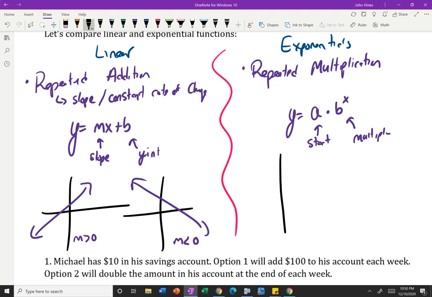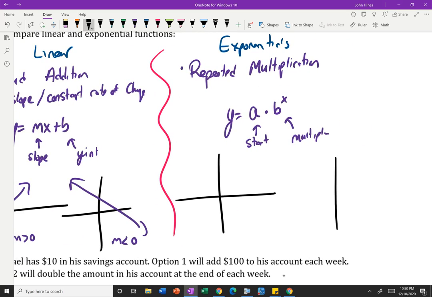The graphs of exponential functions are a lot more interesting. They start off really flat and then quickly skyrocket up. And remember, we talked about how they never touch. These exponential functions never touch 0. They get really close to 0, but they never actually intersect the x-axis.